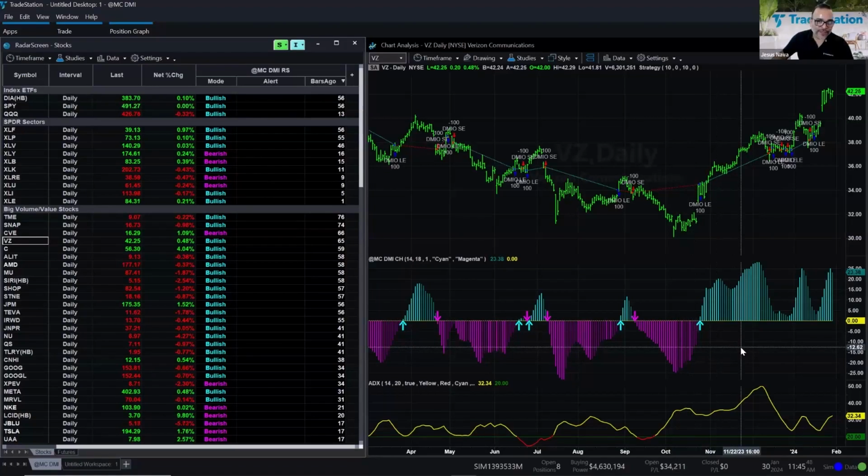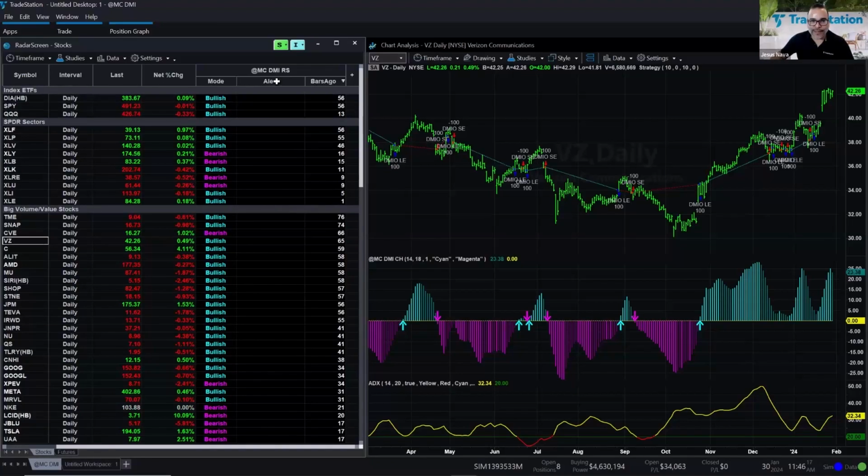So those are things that you have to pay attention to, not only whether the indicator is showing positive or negative, but also where the values of that indicator are headed. Are they going down? Are they going up? Are they static? Are they going sideways? So there's a lot of information that is provided by these studies. But the RadarScreen indicator is one that allows you to filter stocks and find things that are happening right now.